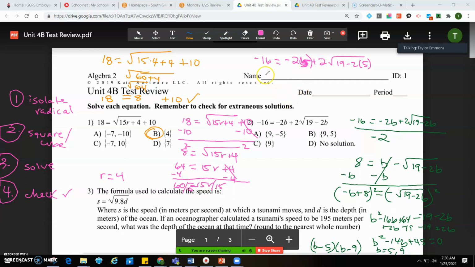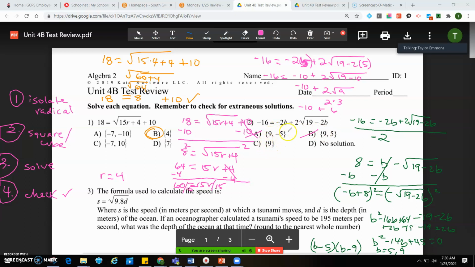Okay? So this is going to give me negative 16 equals negative 10 plus 2 times the square root of 19 minus 10. So this will give me 19 minus 10 is 9. Square root of 9 is 3. 2 times 3 is 6. And so this gives me negative 10 plus 6, which is negative 4. Is negative 4 equal to negative 16? No. Okay, so it's not these two answer choices.